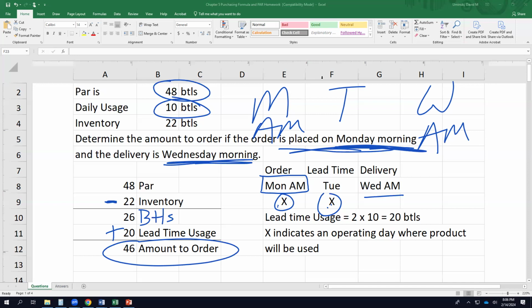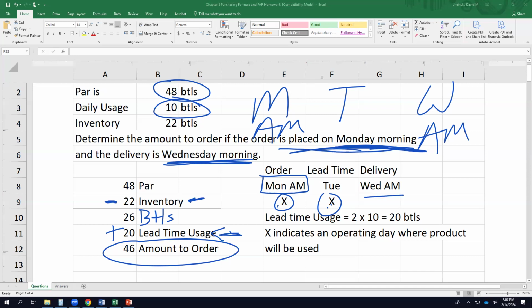I need to order 46 bottles because if I only order 26 bottles and that truck drives away, they drop off 26 bottles. Well, on Monday and Tuesday, I would have used 20 of the bottles that are in inventory right now, potentially. So when that truck drops off 26 bottles and drives away, I'm only going to have 28 bottles on hand and I'm going to be shorthanded. So this lead time usage is really important to take into account.